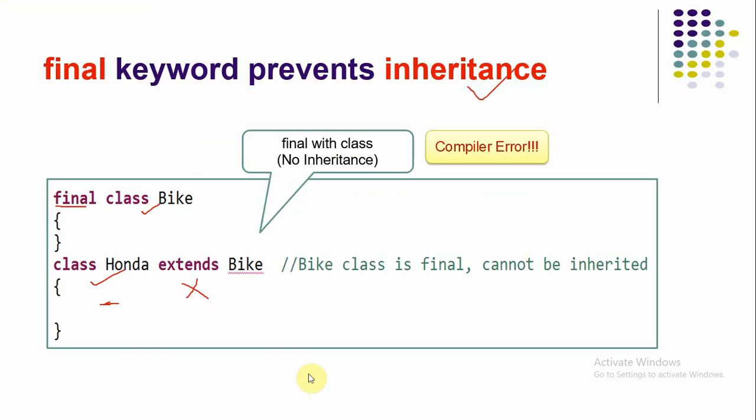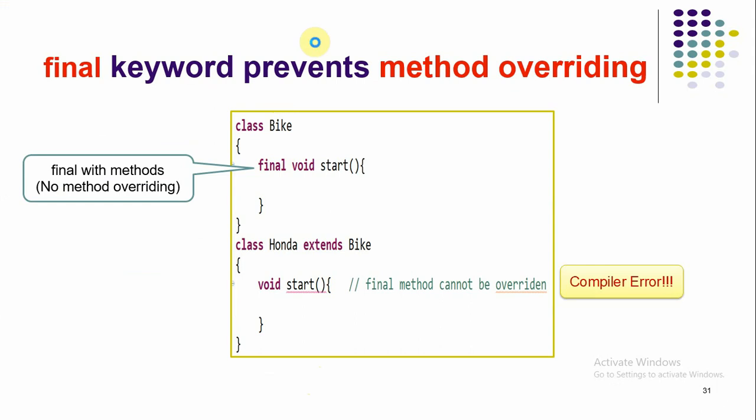The next advantage of using the final keyword is, if you want to prevent method overriding, we can go for final. Select the method which you want to stop overriding, and you can add this final keyword to that particular method. So this method you cannot override here in the subclass. Overriding is the process of re-implementing the superclass method in a subclass. When you apply the final keyword, you will get a compiler error. So you cannot override the function in the subclass.